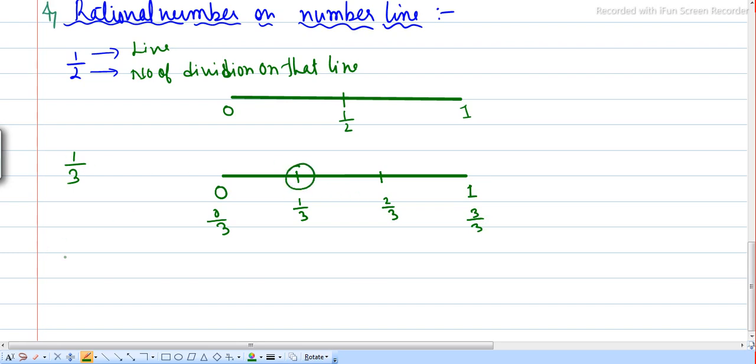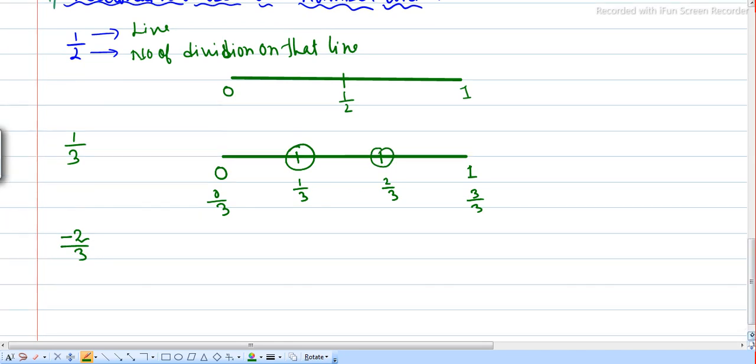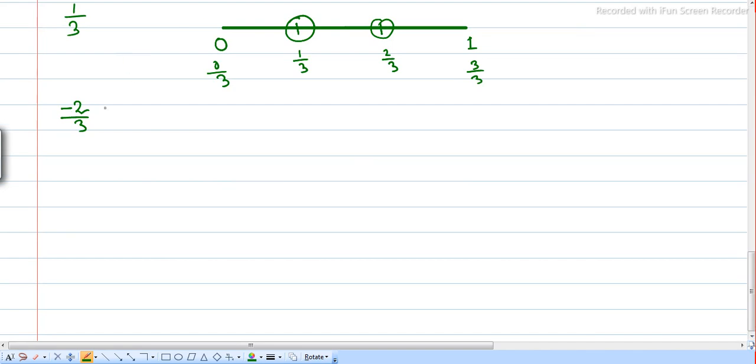Now let's take a little bit more examples. Like you take minus 2 by 3. So you have seen already that minus 2 by 3 is lying here. So you can represent it like this only. Okay, next example we will take. Sorry, this is not minus, this is plus.